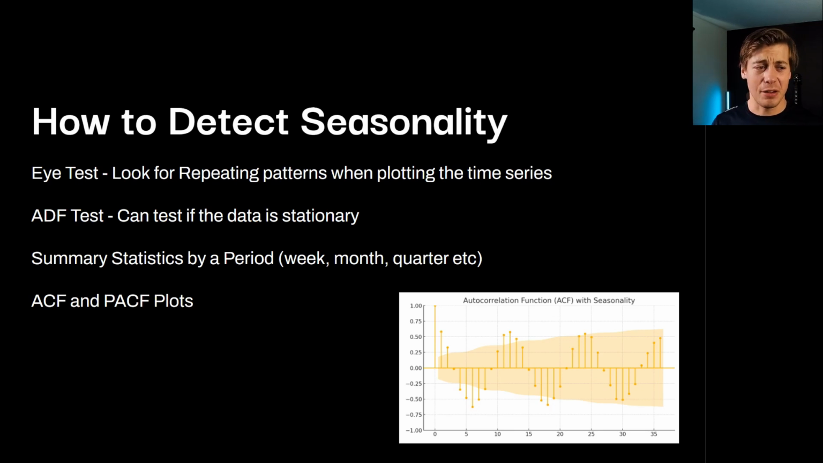How to detect seasonality? Well, there's quite a few different ways, right? We talked about the eye test a little bit earlier, to find repeating patterns. You can also take a look at an ADF test to see if the data is stationary or not. You can take a look at summary statistics by a period, whether it's a week, month, or quarter. And you can also take a look at ACF and PACF plots.